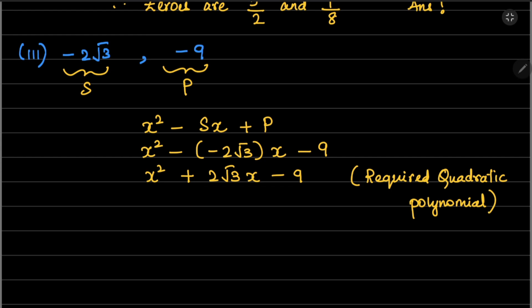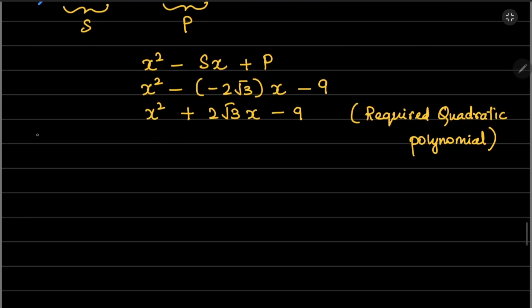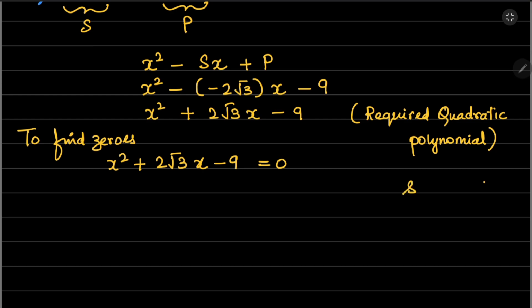Once you have got the required quadratic polynomial, you can find the zeros. So to find zeros, we have to equate the polynomial to 0. So x square plus 2 root 3x minus 9 equal to 0. What is the sum and what is the product? The sum is 2 root 3 and the product is minus 9.